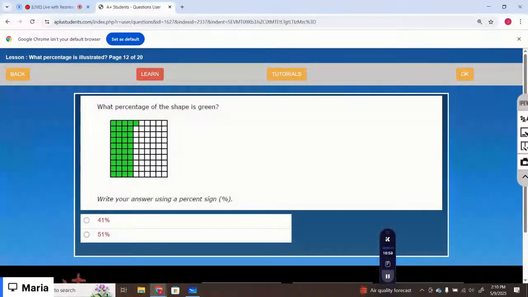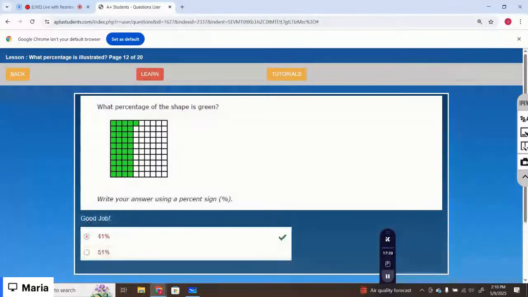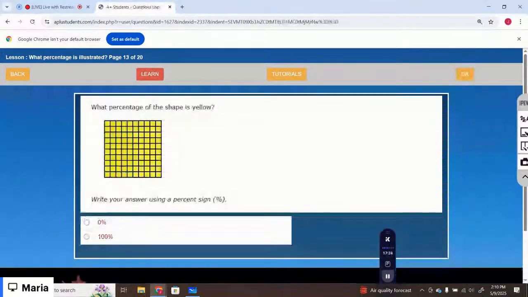What percent of the shape is green? Which is the correct option? That is 41% of the shape is green. Option number one is the correct option. Okay, you can complete the lesson by yourself today. Let me just move on to the next lesson.